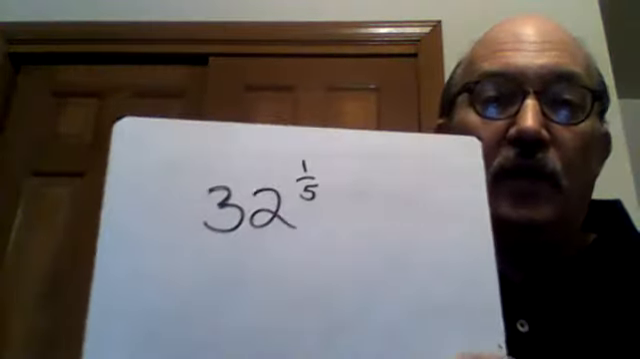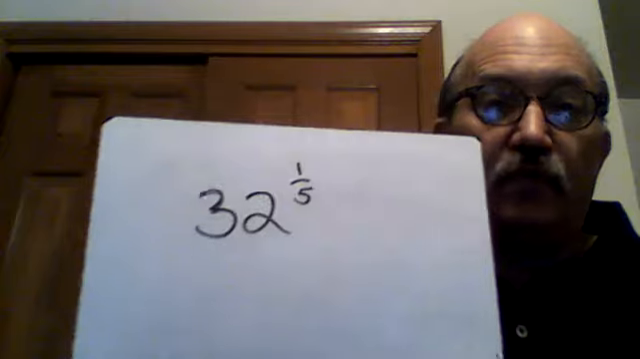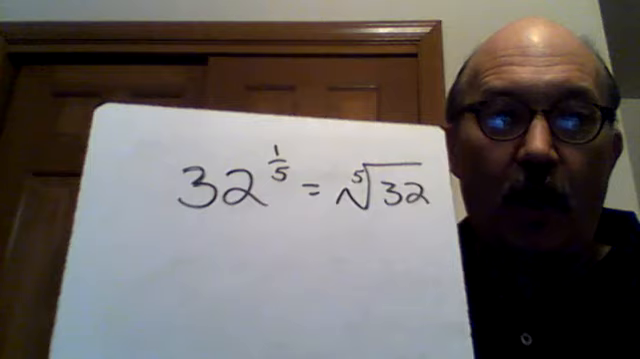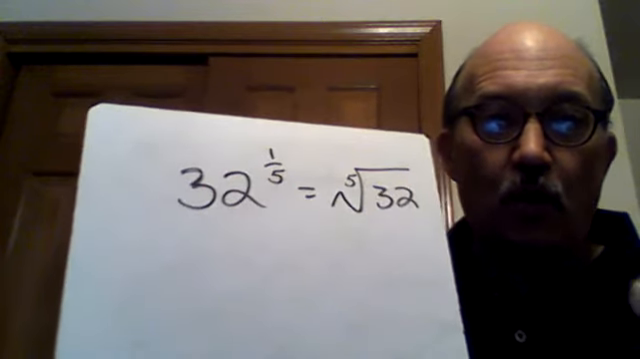And let's consider 32 to the 1/5 power. The way we're going to define that is the 5th root of 32. This is equal to the 5th root of 32. And notice I put the 5 in there for the index. You see why?